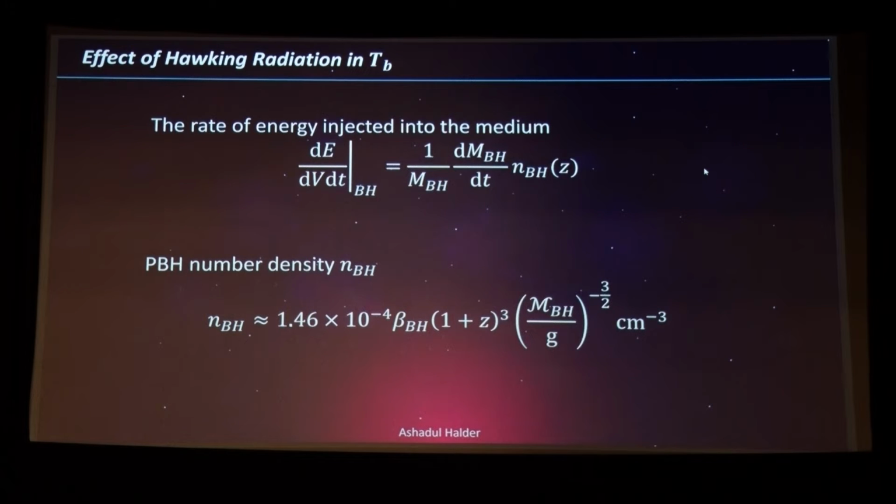We also incorporate the heating rate in the form of Hawking radiation from primordial black holes. Here the rate of energy injected in the medium is given by the upper equation. Here m_BH is the mass of the primordial black hole and n_BH is the number density, which can be approximated using this expression. Here the important term is beta_BH, which is basically the initial mass fraction of primordial black holes.